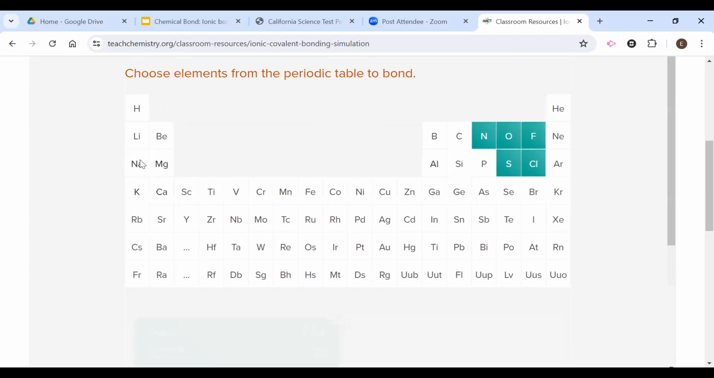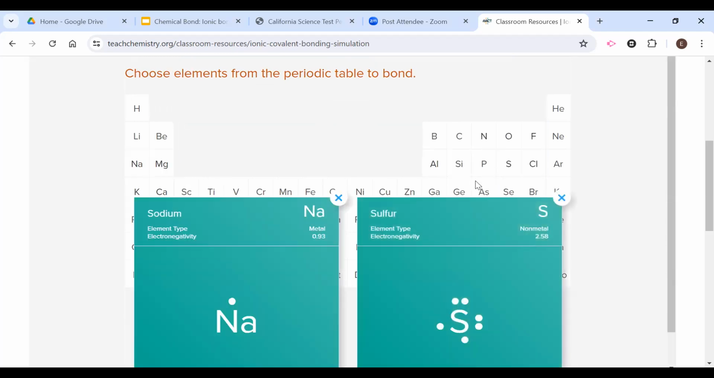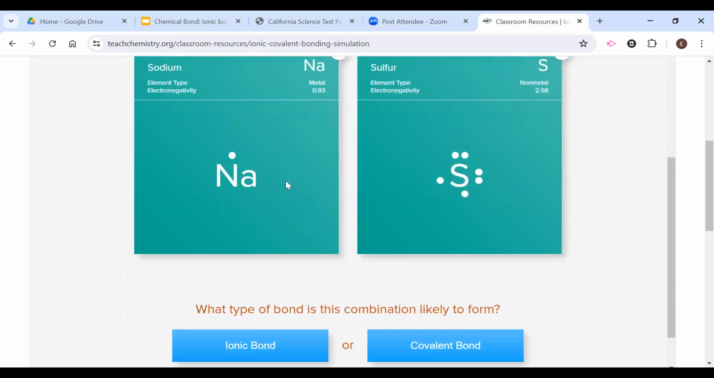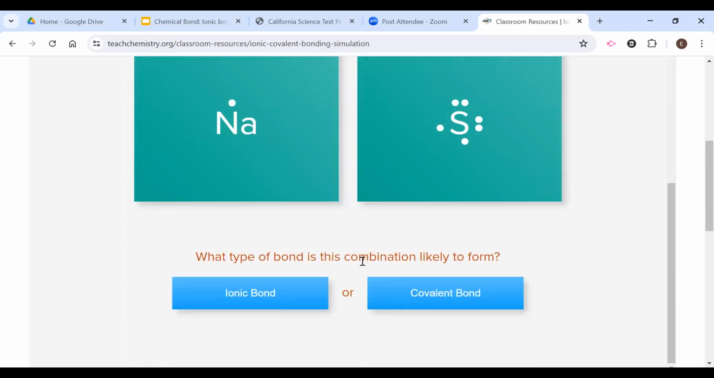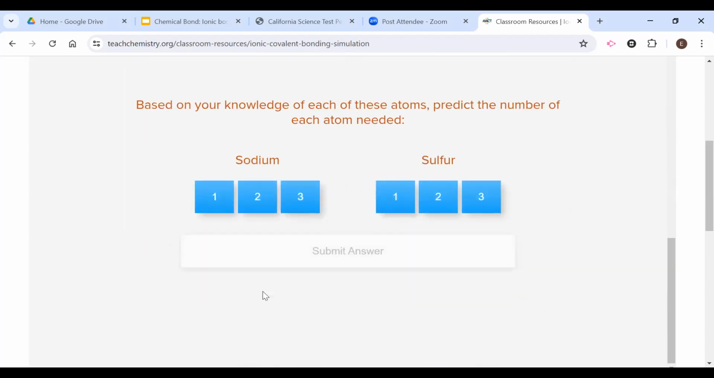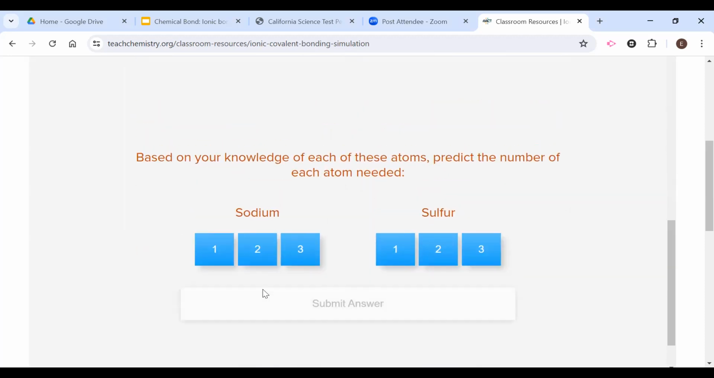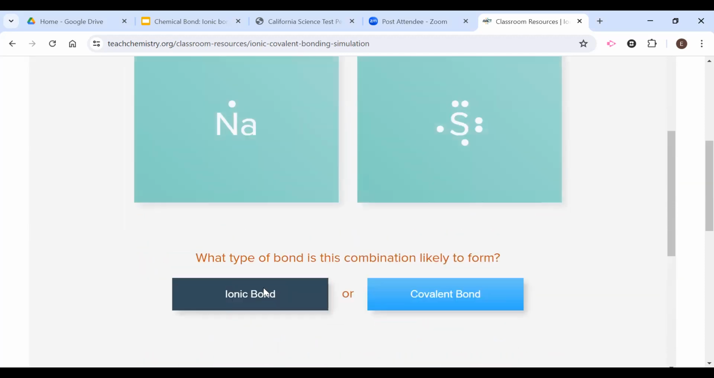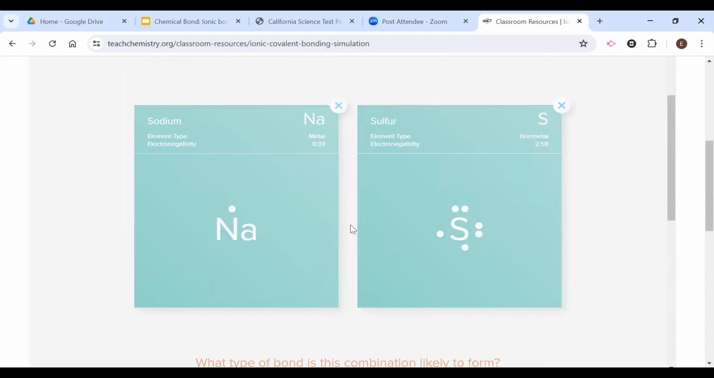Let's say I have sodium here, and I have sulfur here. Okay. What type of bond will they form? The only thing we are doing now is ionic bond, okay? Now, how many sodium and how many sulfur? Think about this. If we transfer 1 of these to here, will sulfur be stable? No. So we will need another sodium. So we will have 2 unpaired.